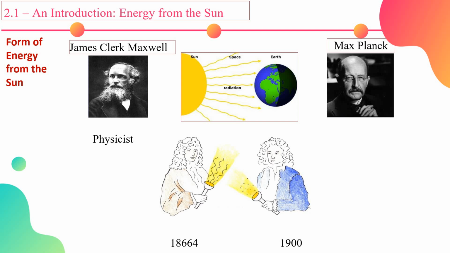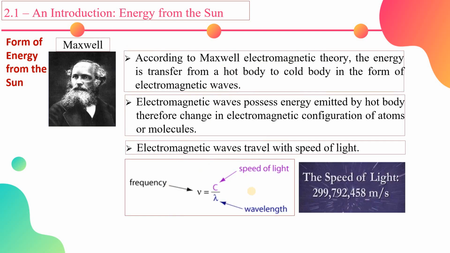This idea was supported by experiments demonstrating phenomena like interference and diffraction. James Clerk Maxwell didn't directly contribute to the idea of light as a wave, but his work laid a crucial groundwork for understanding light as a wave. Maxwell's groundbreaking equations unified electricity, magnetism and light, which showed that light is an electromagnetic wave.